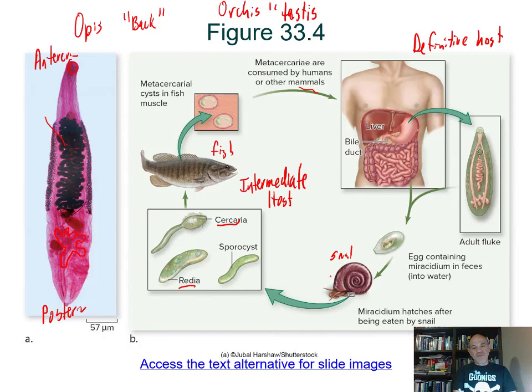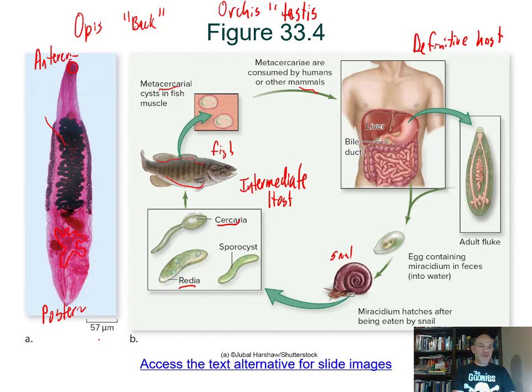And those get free from the snail, and then swim to the fish, and then burrow into the tissues of the fish. So within the flesh of this fish now, you're going to have these cysts that they call metacercarial cysts. And so the metacercaria are a stage that if a human or other mammal host eats the flesh of this animal without cooking it properly, then you get the infection. And then it metamorphosizes into the adult. So this is common of all flukes.